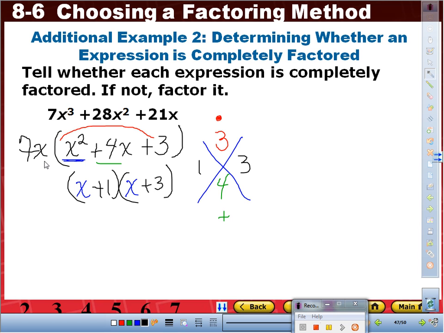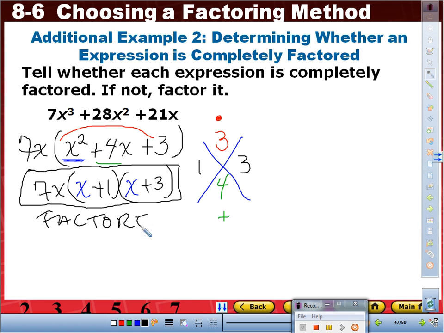So all we have to do is bring down what? Our friend, right? Here they come. There you go. You box all 3 factors and you write factored. Now it's completely factored.